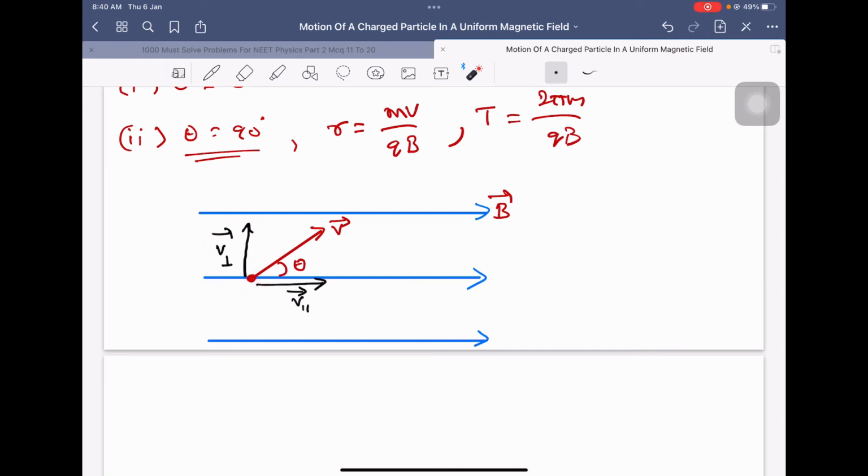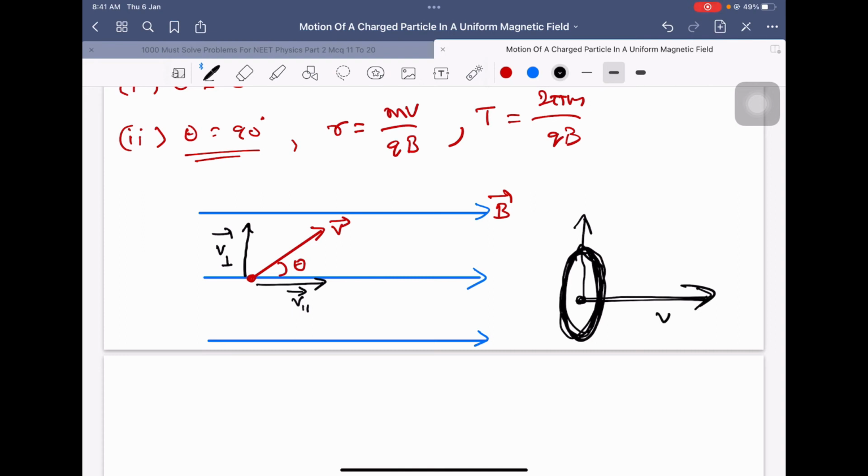So now we should understand, v parallel tries to move the charged particle along the horizontal. V perpendicular tries to rotate the charged particle in a magnetic field. So effectively what may happen is, v perpendicular is trying to revolve the charged particle in the magnetic field like this, and v parallel is trying to move the charged particle forward.